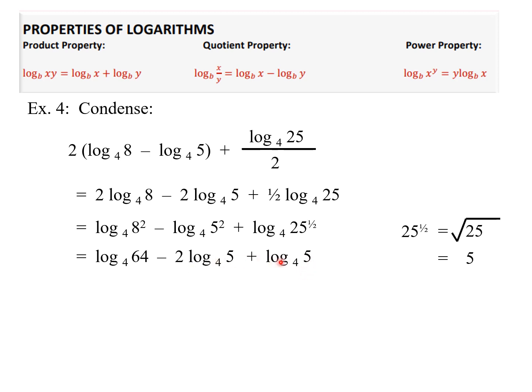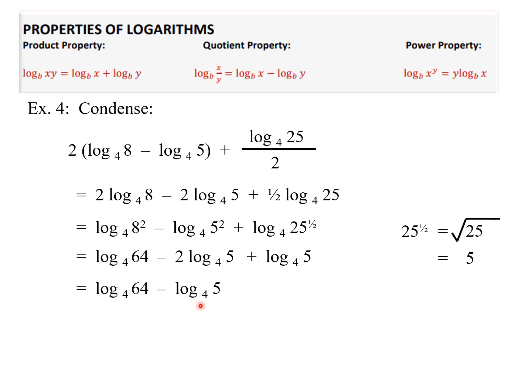All right, and now the second term here and the third term are like terms, which we can combine, and that's why I rewrote the second term as this. So we can combine those into this, minus log to the base 4 of 5.